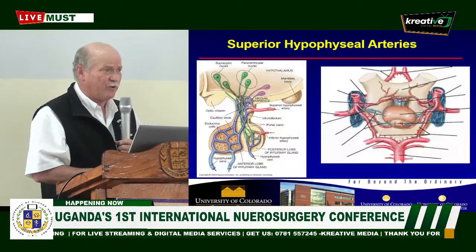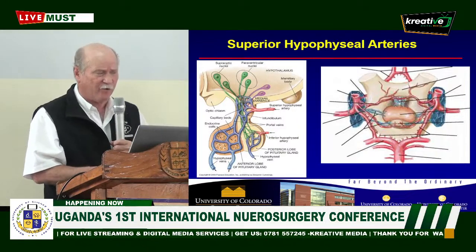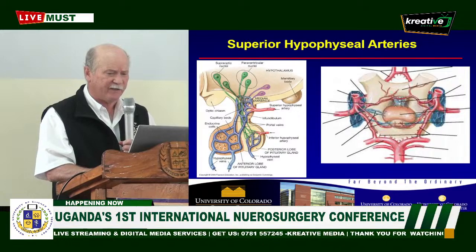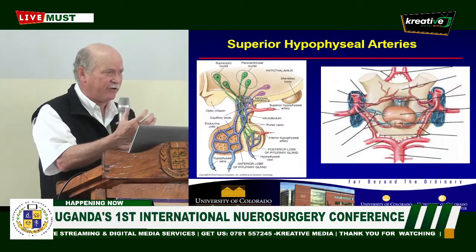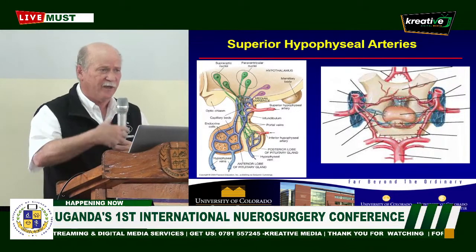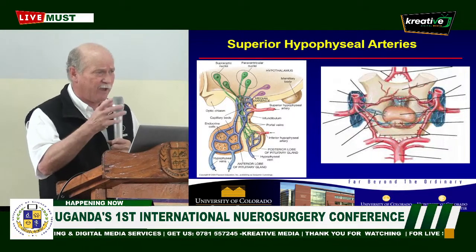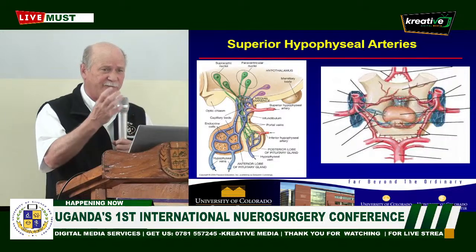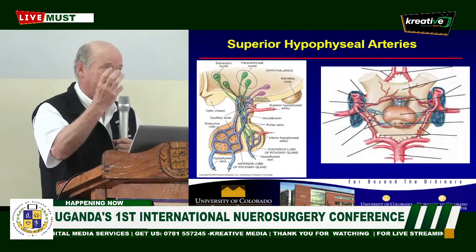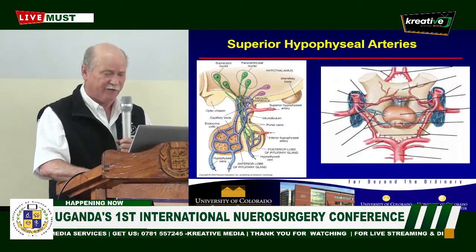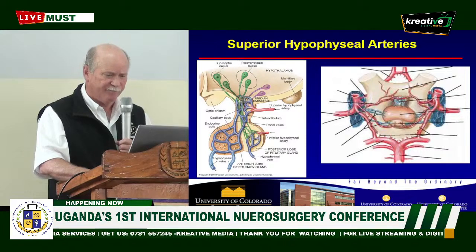When we approach the tumors, one thing that we look out for is a superior hypophyseal artery right here. That's usually on the anterior surface of a craniopharyngioma. You want to try to preserve that vessel, because it supplies the pituitary stalk as well as the inferior chiasm. So sacrificing that can lead to further visual loss.